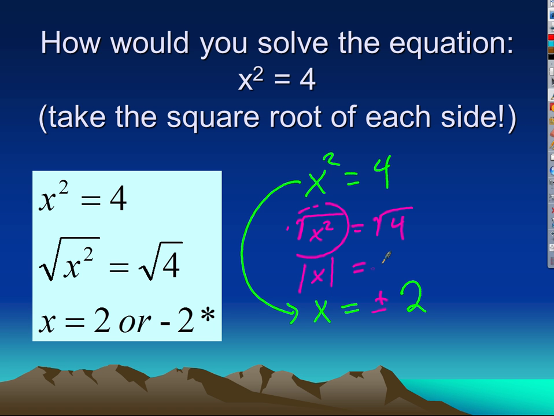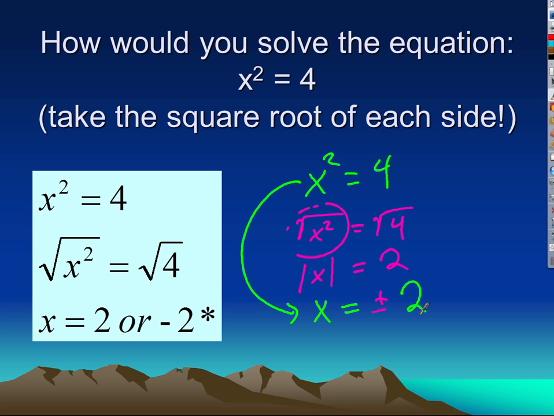And if the absolute value of x equals 2, as we talked about way back in chapter 1, we know that x could equal either plus 2 or minus 2, right? So that's really where that comes from, okay? But, like I say, you don't have to do that every time.